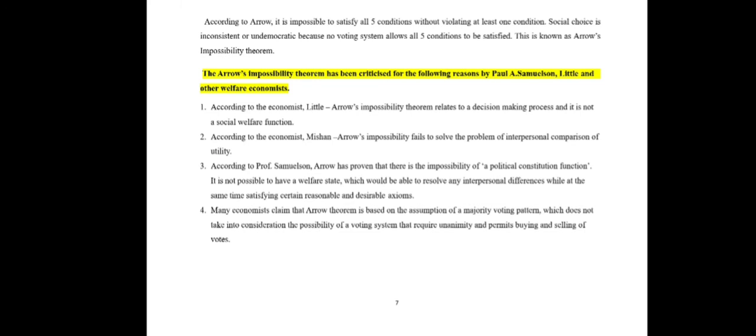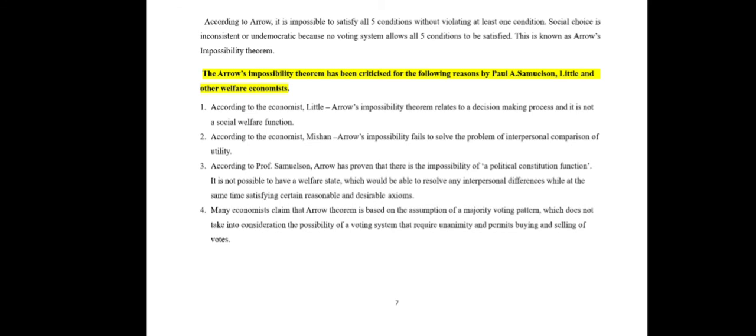Arrow's impossibility theorem has been criticized for the following reasons by Paul A. Samuelson, Little, and other welfare economists. According to the economist Little, Arrow's impossibility theorem relates to the decision-making process and is not a social welfare function. According to the economist Mishan, Arrow's impossibility theorem fails to solve the problem of interpersonal comparison of utility. According to Professor Samuelson, Arrow has proven that there is a possibility of a political constitution function.